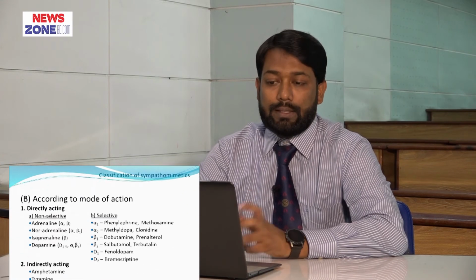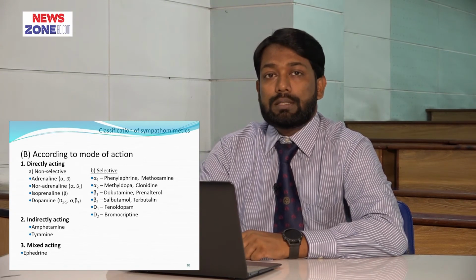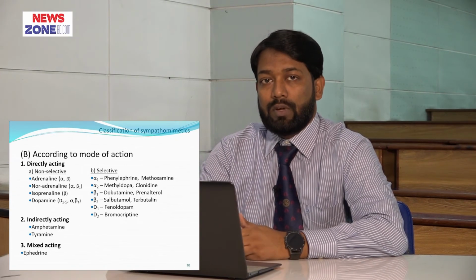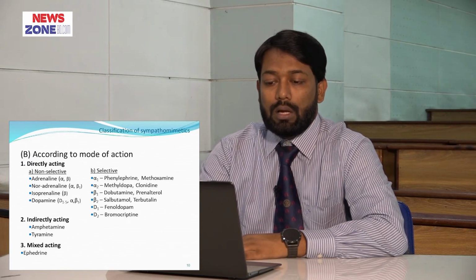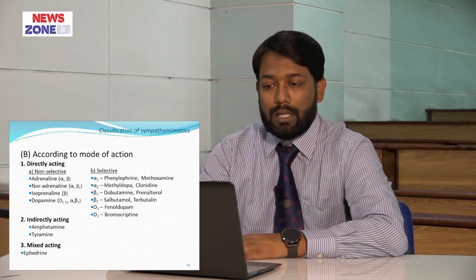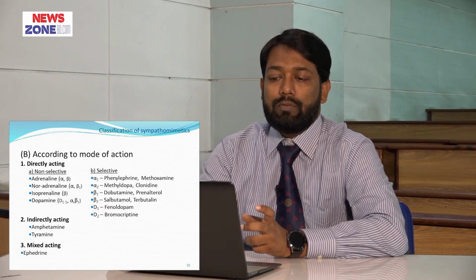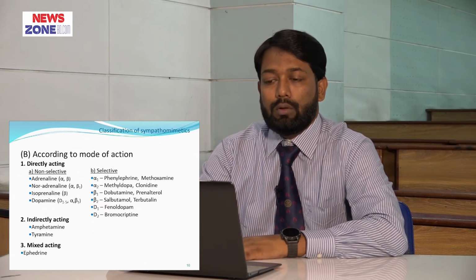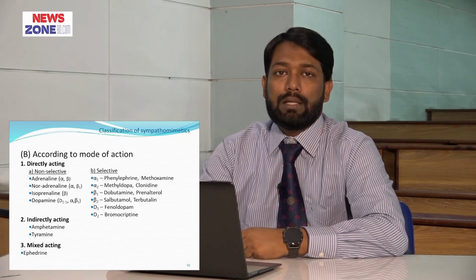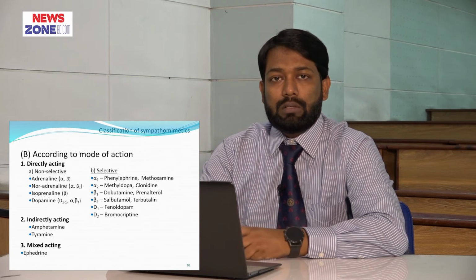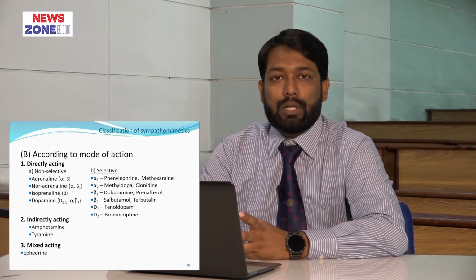According to mode of action, these sympathomimetic drugs can be classified in another way, into directly acting drugs and indirectly acting drugs. Directly acting drugs are again non-selective or selective. Non-selective drugs generally occupy all alpha and beta receptors, for example adrenaline, noradrenaline, isoprenaline and dopamine.